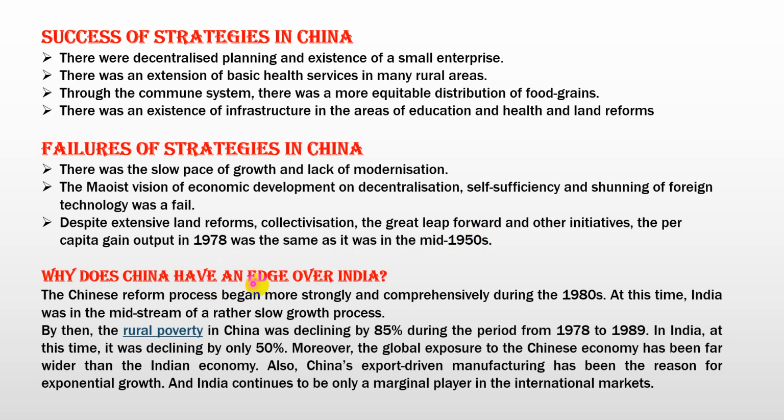Why does China have an edge over India? The Chinese reform process began more strongly and comprehensively during the 1980s. At this time, India was in the midstream of a rather slow growth process. By then, the rural poverty in China was declining by 85% during the period from 1978 to 1989, 1978 being the reform period. In India, at this time, it was declining by only 50%.